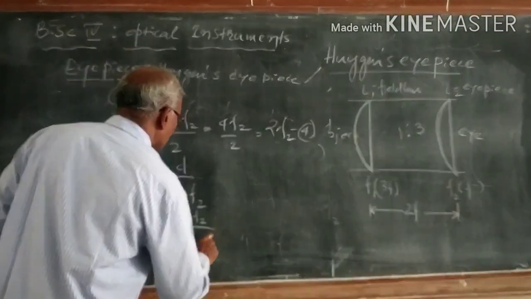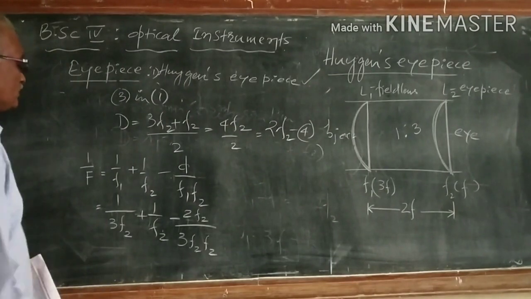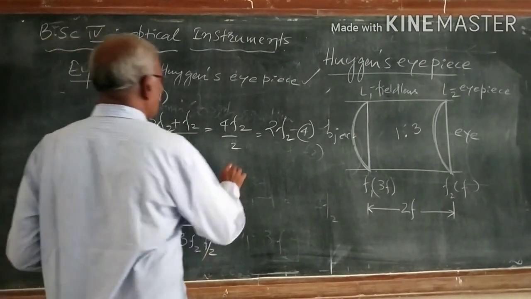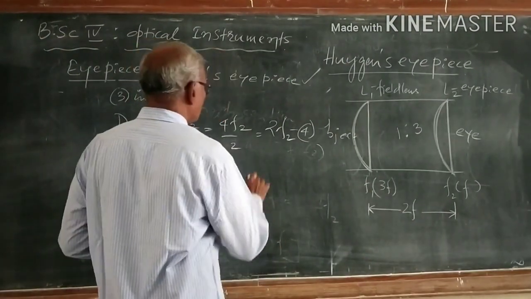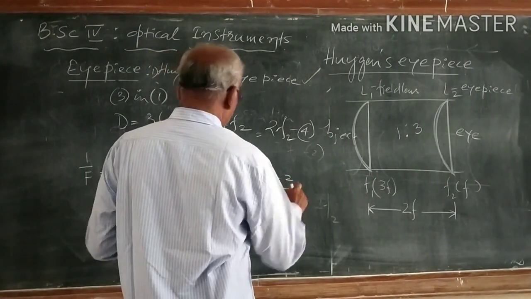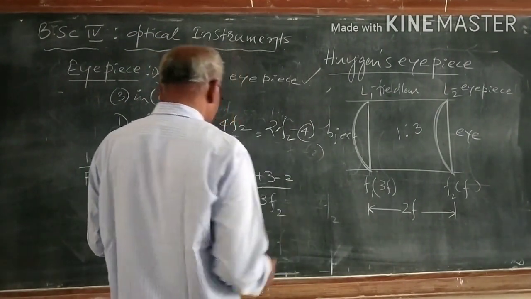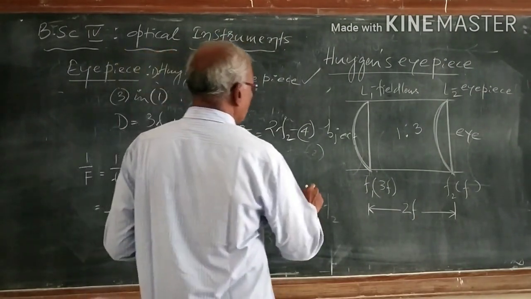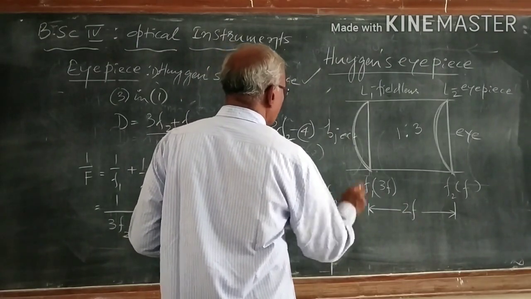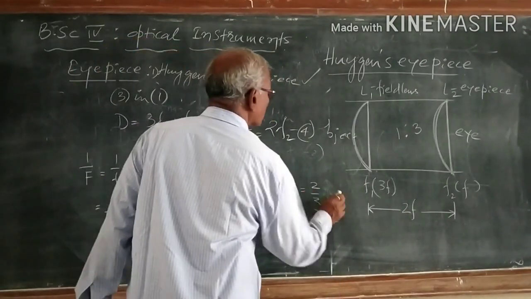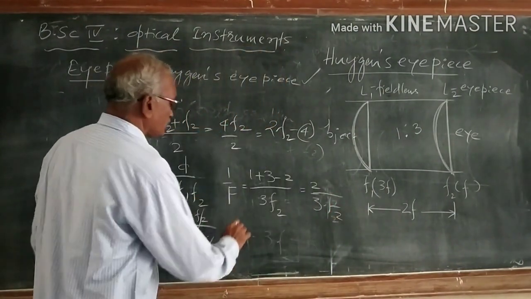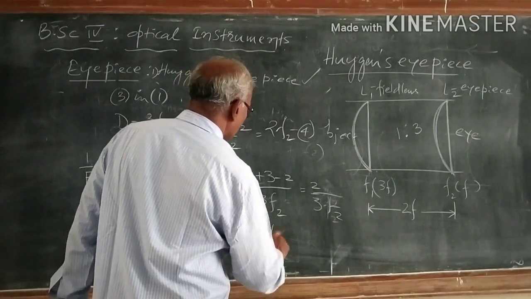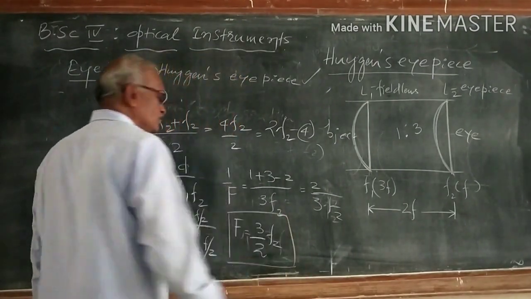This is 3f2 and f2. So here f2 gets cancelled. 3f2 is the LCM. By substituting all these values, we got 1 by F equal to (1 plus 3 minus 2) divided by 3f2, so 3 plus 1 is 4, 4 minus 2 is 2, so 2 by 3f2. So what is capital F? We have to reverse the value. It is 3f2 by 2. So this is the equivalent focal length of the combination of two lenses.